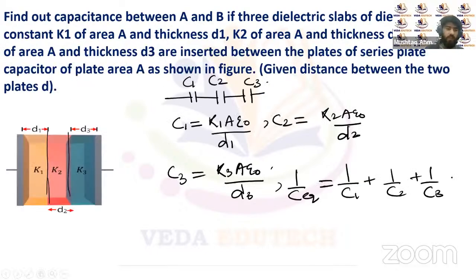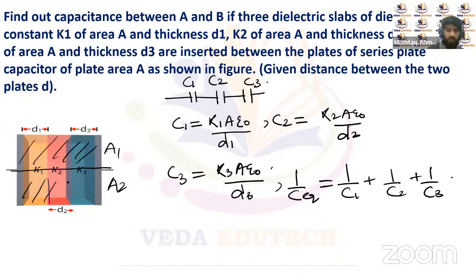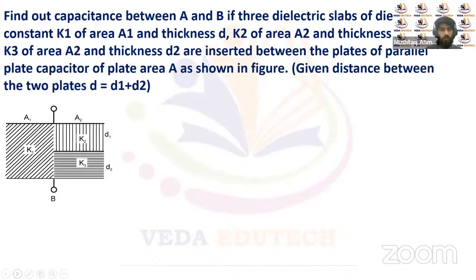In the same way, if we divide this capacitor such that we divide the area of the plates as A1 and A2, then in this case, the two capacitors formed will be parallel to each other.